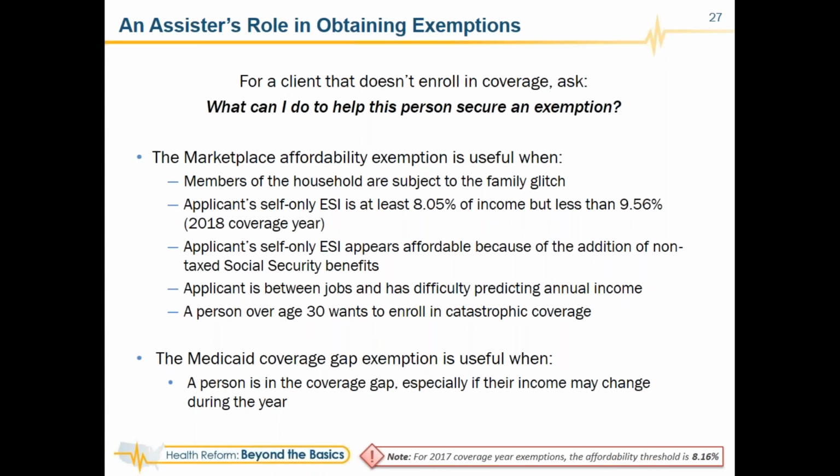You could also consider directing someone to this application if the insurance only appears affordable because they have all the Social Security benefits in there. Because Social Security benefits are counted differently for the affordability exemption, then they might be able to get an exemption.